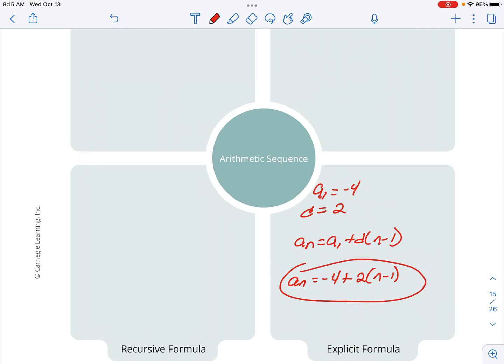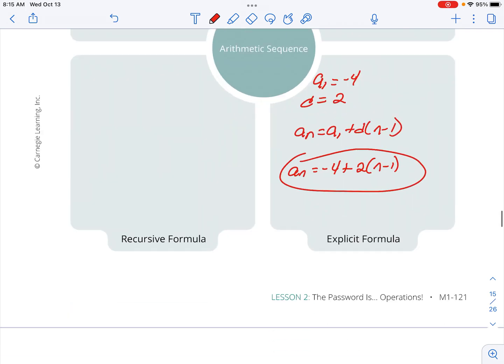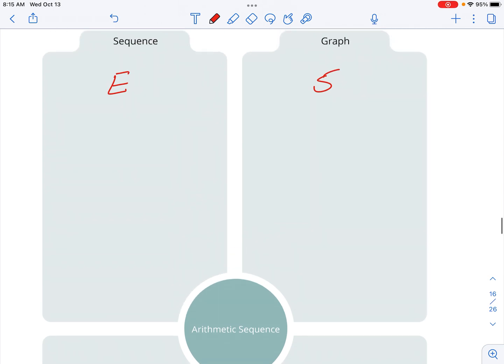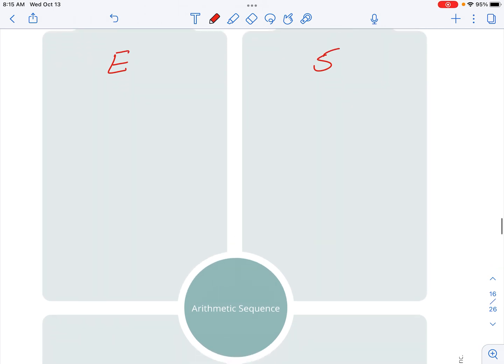So for the explicit formula here, plug in your first term, plug in your common difference, and that formula now is our explicit. Okay, the recursive is a little weird. It's just taking the previous term plus 2. So I'm not too worried about the recursive. Just keep doing what you're doing, okay?